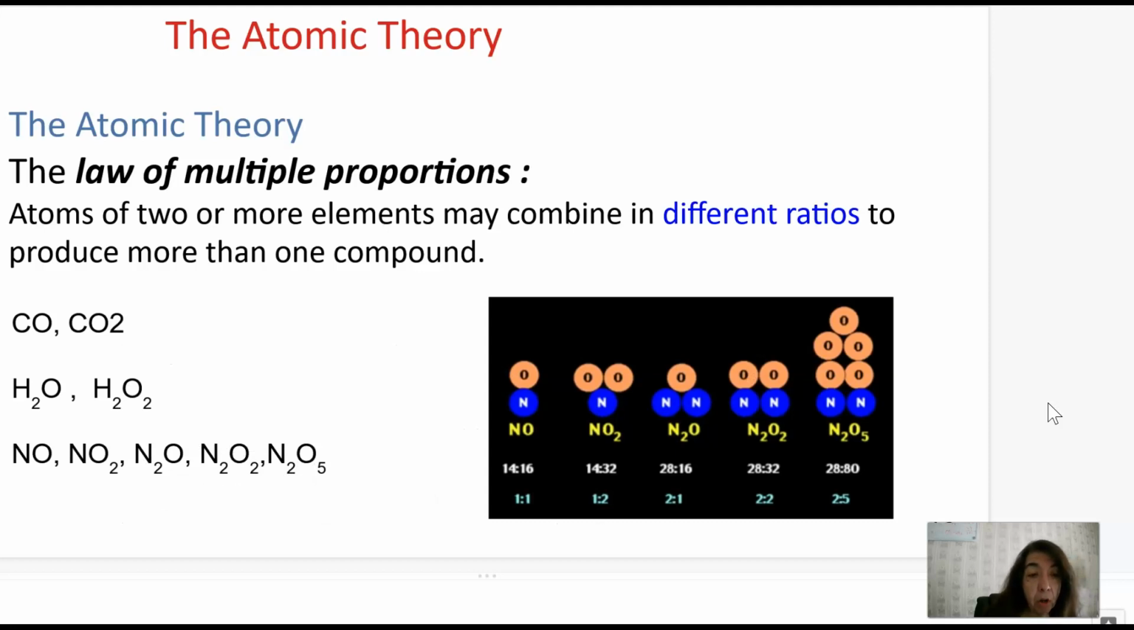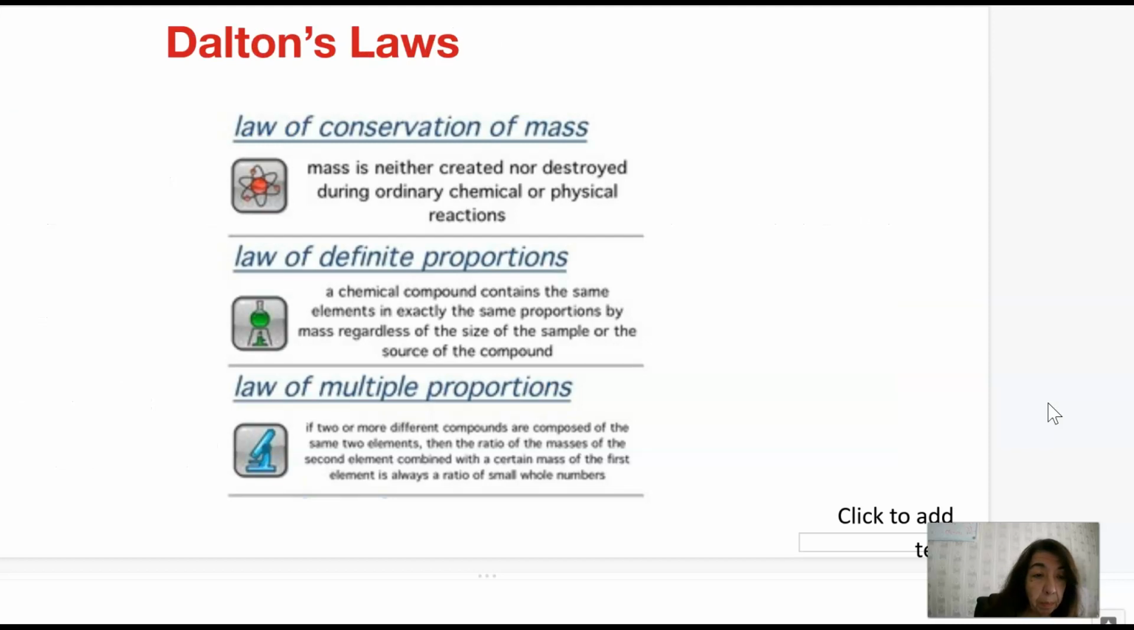So some things, like we said, carbon and oxygen can come together to form carbon monoxide and carbon dioxide. Water is one example of hydrogen and oxygen. Peroxide is another example of hydrogen and oxygen. And nitrogen and oxygen come together to form 5 different types of compounds: NO, NO2, N2O, N2O2, N2O5. I'm not going to go into the names of all of them now, but you can see there's getting to be a lot of different combinations. And these arise from different ratios of the two elements.